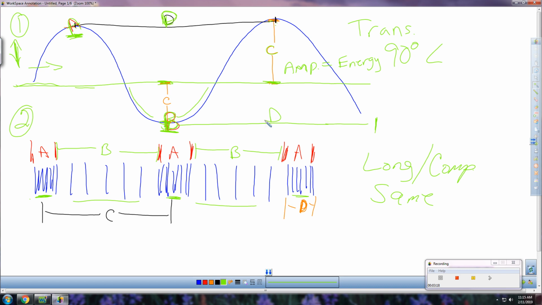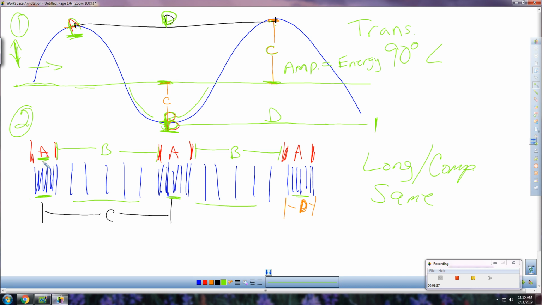Yes, sir. All right, so now let's take a look at our compressional wave. All the parts are kind of comparable to each other. We can measure the same things. We still have wavelength. We still have amplitude. We still kind of have a crest and trough. We just call it a different name. So we have A here. A is where all the particles are squeezed tightly together. That is called the compression.